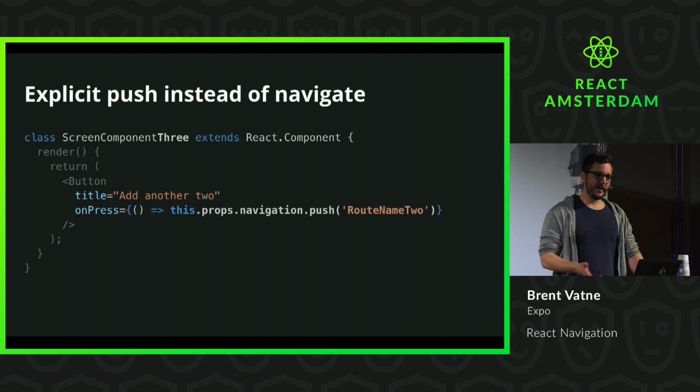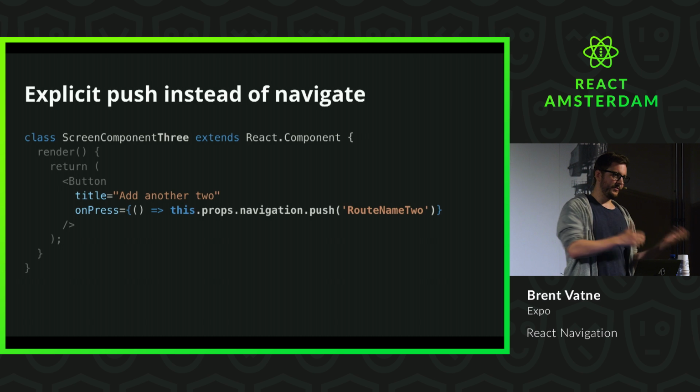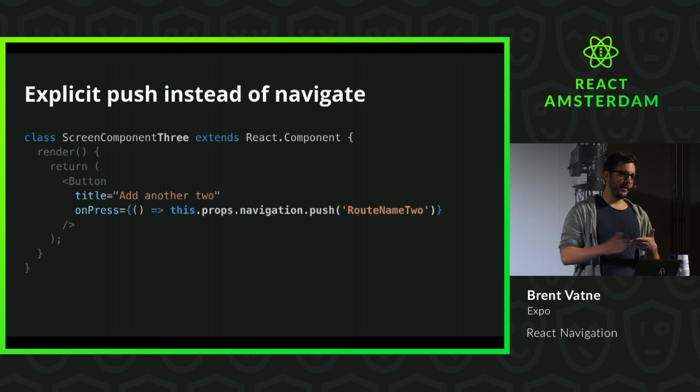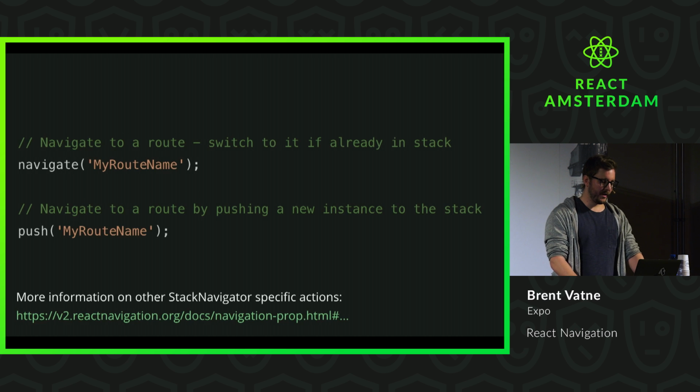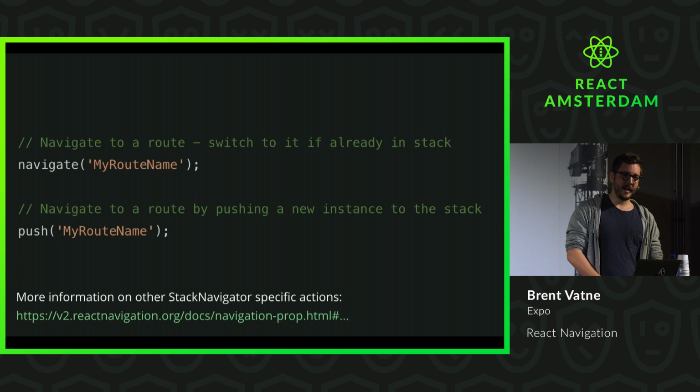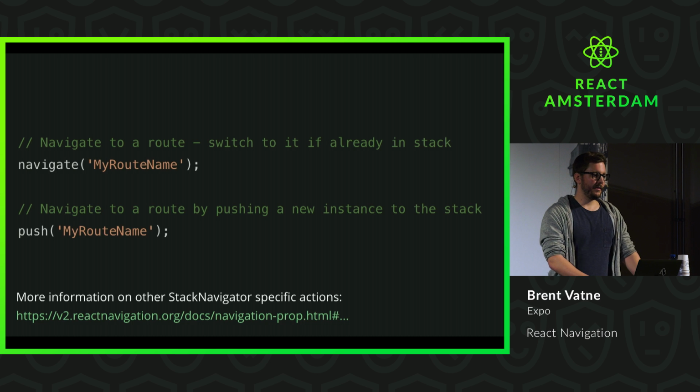That's not always desirable, though. Sometimes you want to say, OK, I still want to navigate to 2, but I don't want to dismiss this screen. I just want to push this other screen on top, even though we might have another instance of it already in the stack. And in that case, you can use push explicitly. So push is an action that is added to the navigation prop within the stack. Navigate to a route, switch to it if it already exists. And push navigates to a route, but always by pushing it on top of the stack.